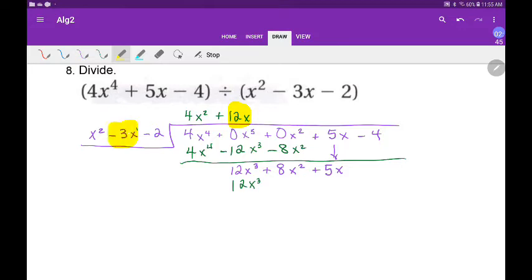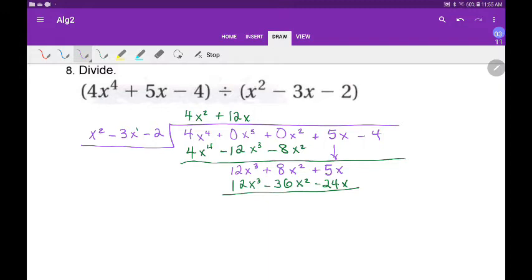12x times the next one, negative 3x. So let's see, 12 times negative 3, that's negative 36. And x times x, that's x squared. And then finally, 12x times the negative 2, and that's negative 24x. And I'm going to subtract this line from the line above it.